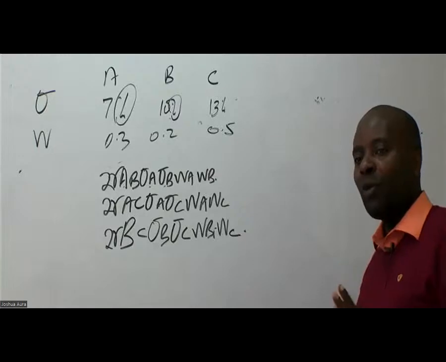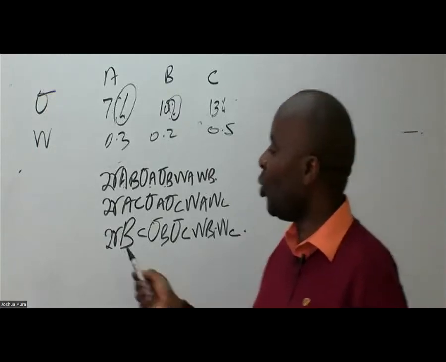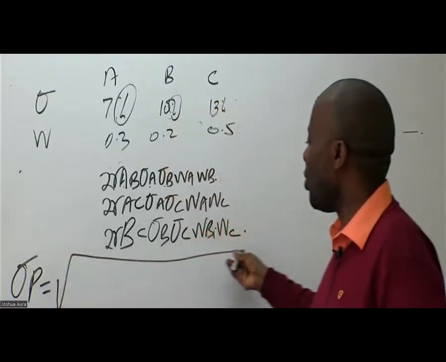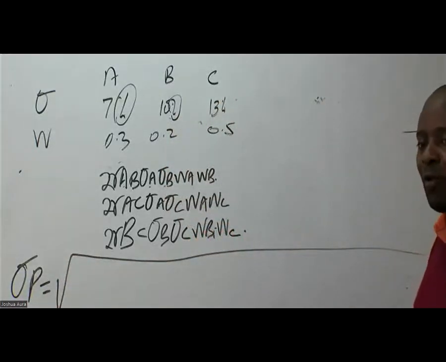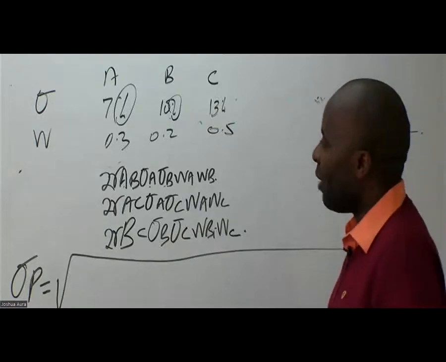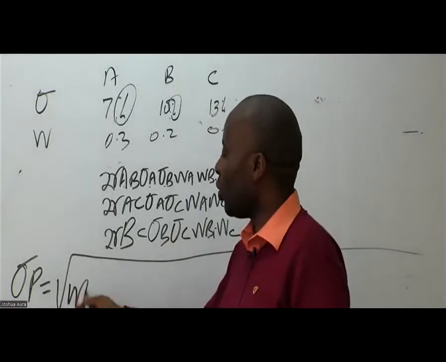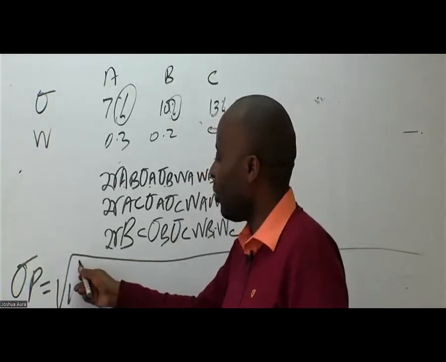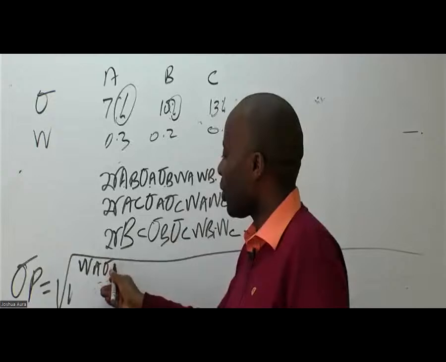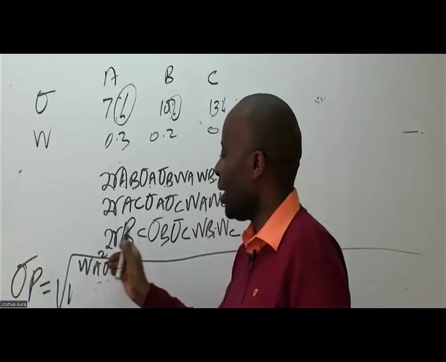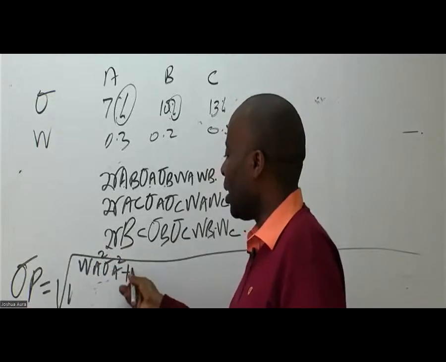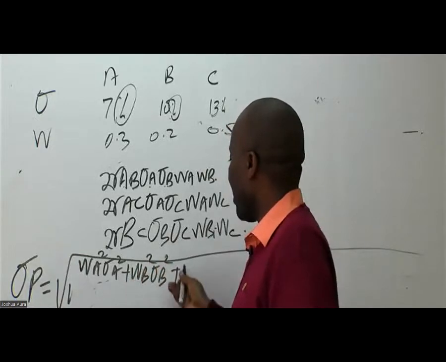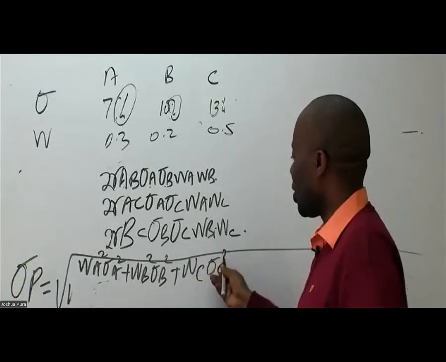Now, armed with that knowledge, I know that my standard deviation of the portfolio will be a very big square root. I have 3 securities, so I'll start with the weights. Of course, this has to be squared, and there are 3 of them. So we have weight A, standard deviation A squared, plus weight B, standard deviation B squared, plus weight C, standard deviation C squared.